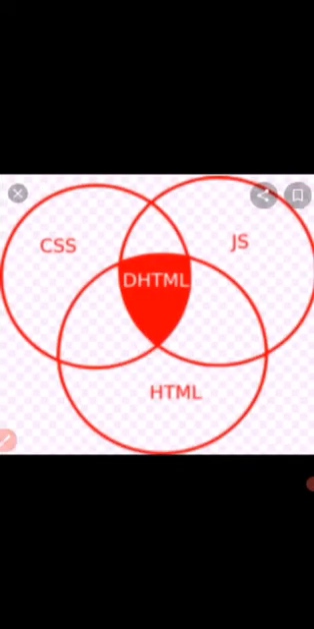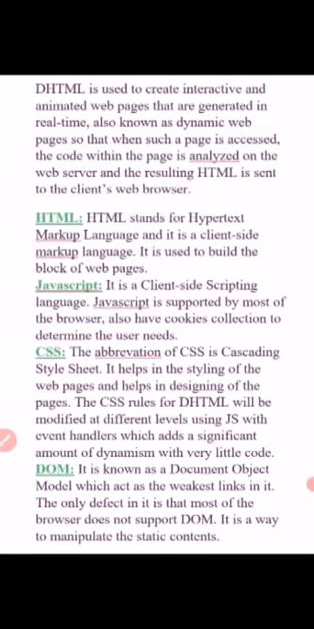So, coming to the diagram, we'll understand that DHTML is a collection of CSS, HTML, JS and DOM. Then what are all these technologies? So coming to the first technology, HTML. HTML stands for Hypertext Markup Language, and it is a client-side markup language. It is used to build the blocks of web pages.